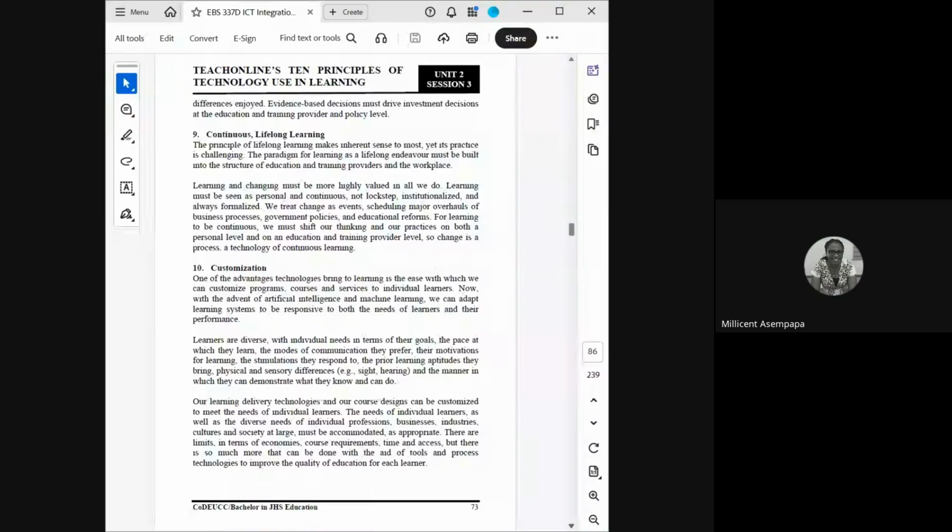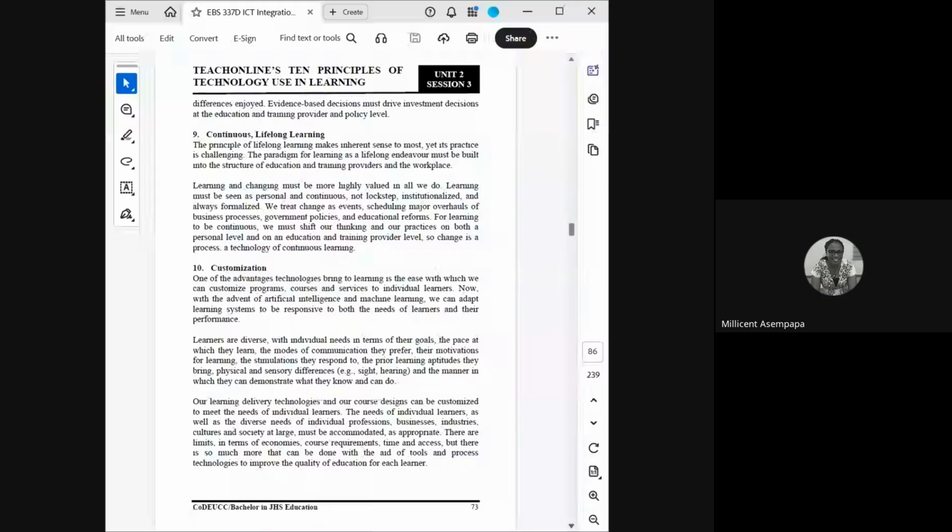So the principle of lifelong learning makes inherent sense to most, yet in practice is challenging. The paradigm for learning as a lifelong endeavor must be built into the structure of education and training providers and the workplace. Learning and changing must be more highly valued in all we do. Learning must be seen as personal and continuous, not lockstep.